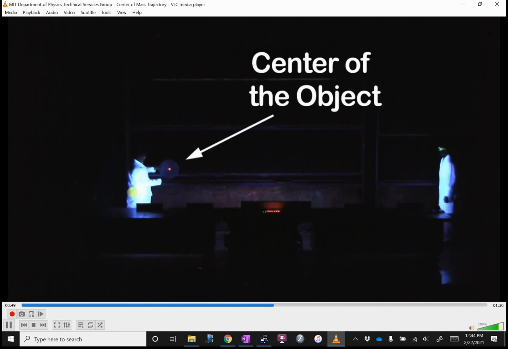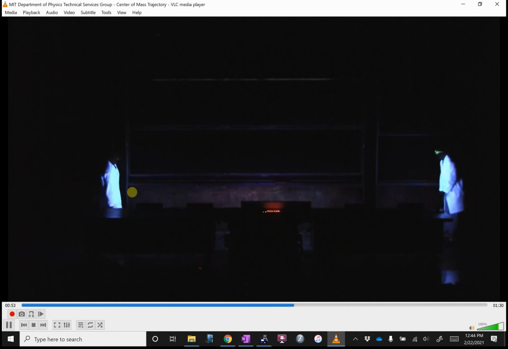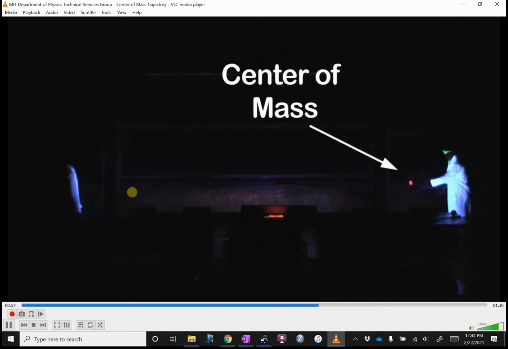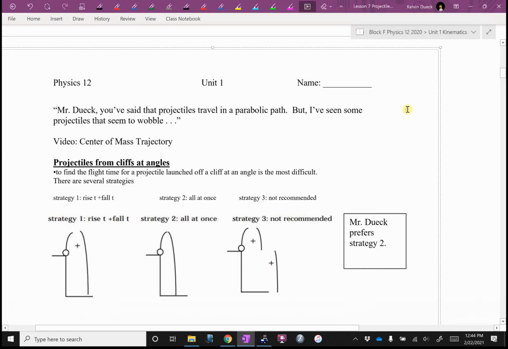So here's that disk. There's the center of the object, not the center of mass. And you'll notice the center of the object wobbles like crazy. But now we're going to show you the center of mass. No wobble. So typically when we're throwing projectiles, let's assume they're nice bowling balls or cannonballs, and the center of mass is the center. There's no weight glued on one edge to make them off kilter, for what it's worth. Had a kid ask me that a couple years ago, and I thought I should add that to my notes.